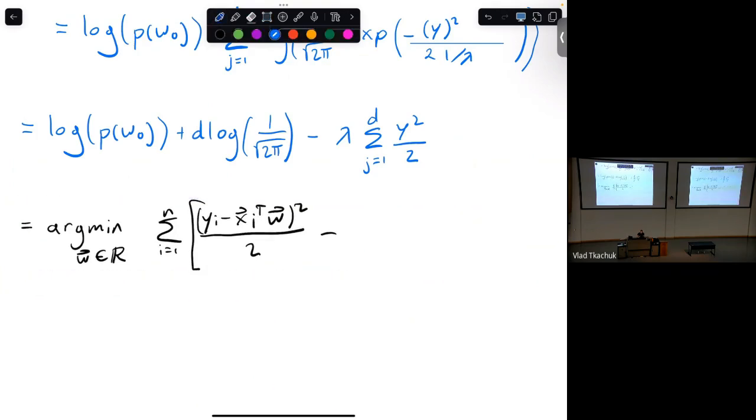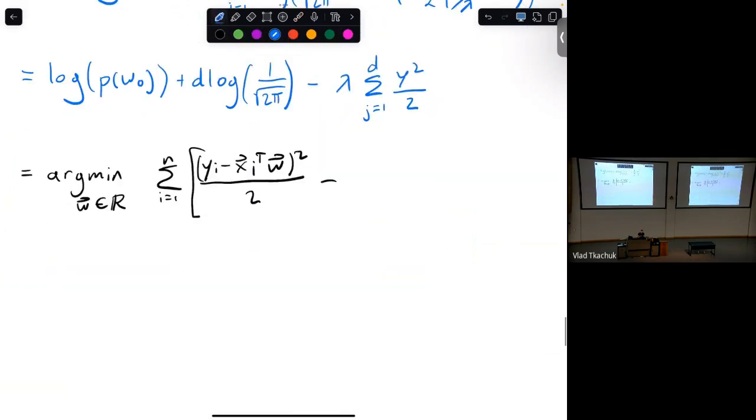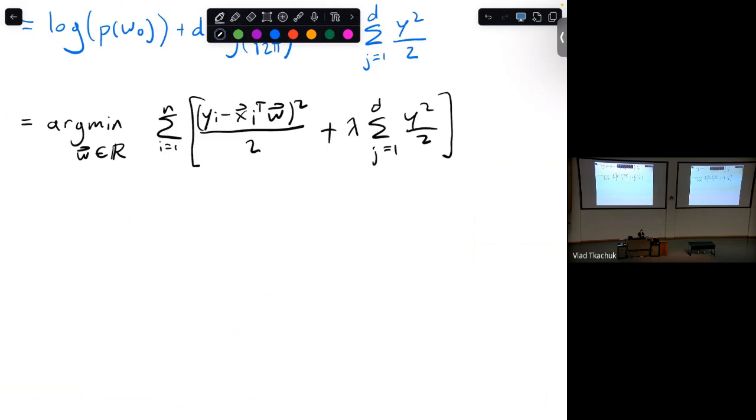Replace that with, and now remember there was the minus log of P of W, but log of P of W has the minus here as well, so the minuses cancel. So you get plus lambda sum j equal to 1 to d of y squared over 2. Okay. And yeah, this is, we're in really good shape now, because if you kind of squint at this, first of all, you'll notice that this is yi.